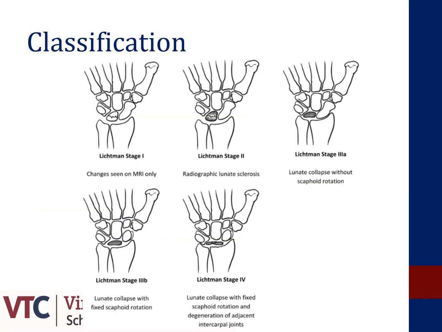The Lichtman classification is utilized to identify the stages of Kienbock's disease. Stage 1 is findings that can only be found on MRI. Their X-ray looks negative. Stage 2, you note sclerosis of the lunate on X-ray. Stage 3A, you have collapse of the lunate without associated scaphoid rotation. 3B, you have collapse of the lunate, but now the scaphoid has a fixed rotation. Again, scaphoid likes to flex. Stage 4 is lunate collapse, fixed scaphoid rotation, and degenerative changes of the associated intercarpal joints.